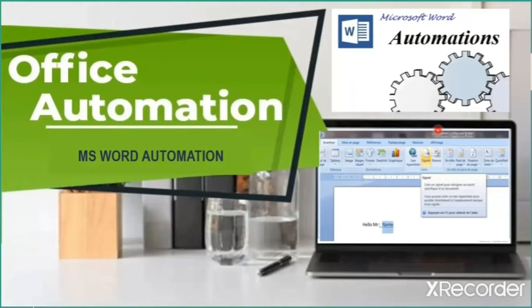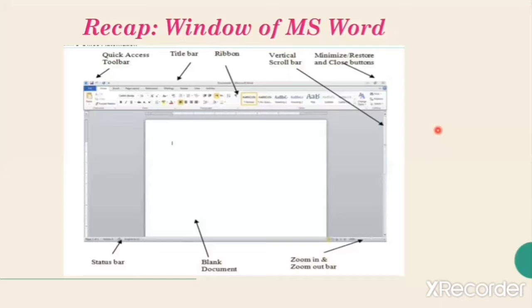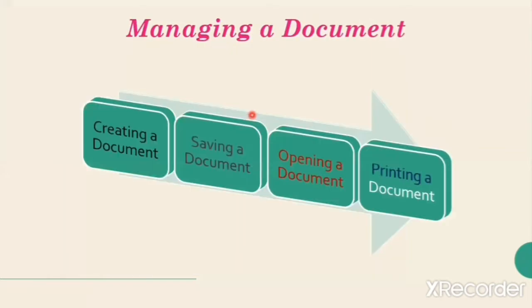From today onward, we will learn how to work on MS Word, and using MS Word, how we can create different documents and work on them, and how we can perform different basic tasks using MS Word as word processing software. In your previous lecture, you learned the window of MS Word and it looked like this, and you learned different components or parts of this MS Word window. Using these components, we will perform different tasks from today onward.